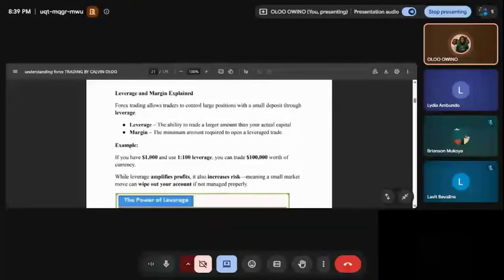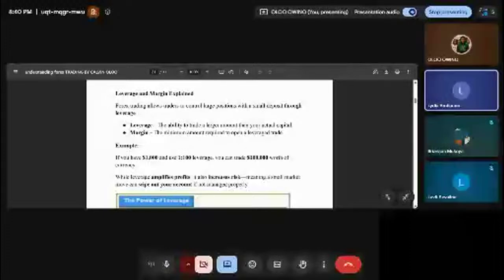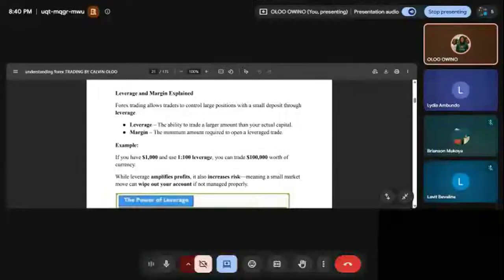Is anybody lost up to what I've said? Is anyone lost? Lydia? Yes. Leverage is the ability to trade a larger amount than your actual capital. Then Branson explained leverage. Branson, explain to them leverage as you explained it last time.